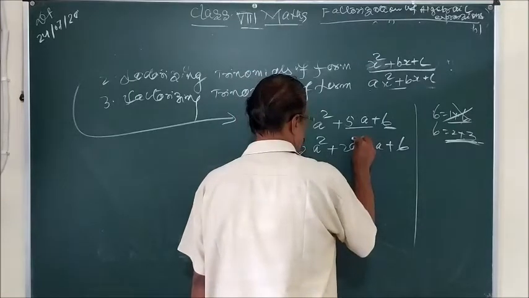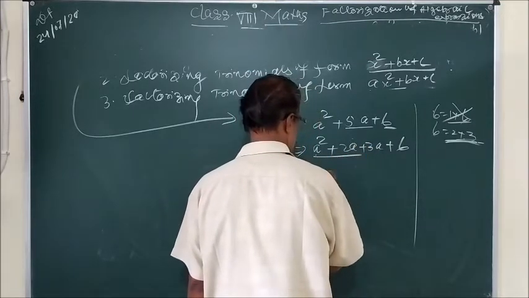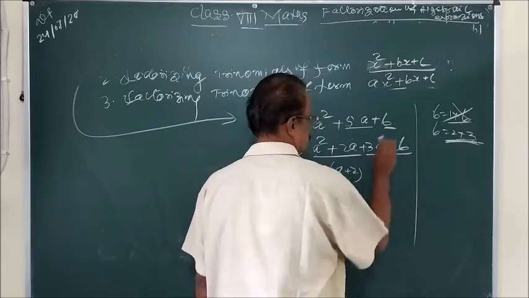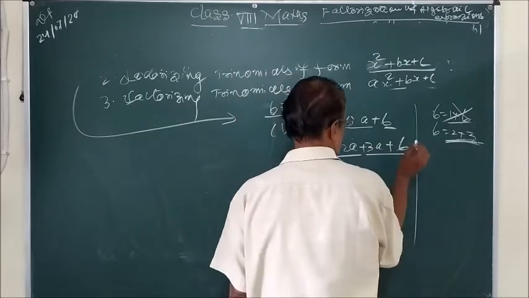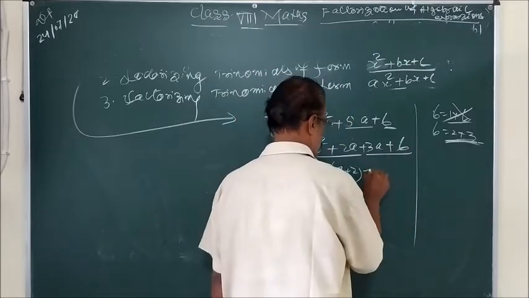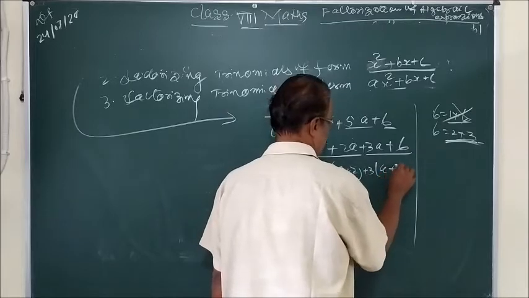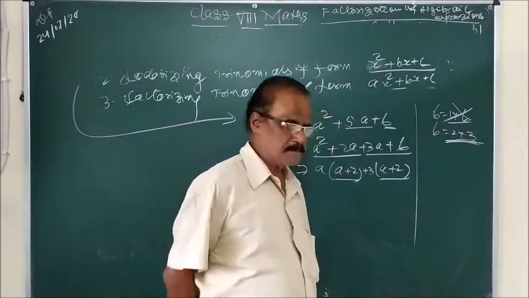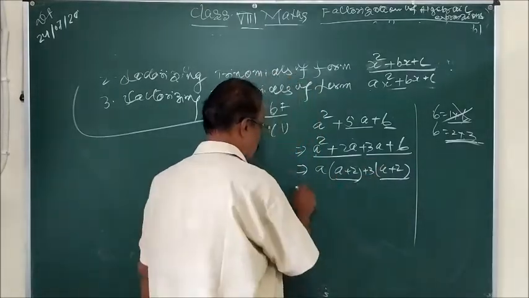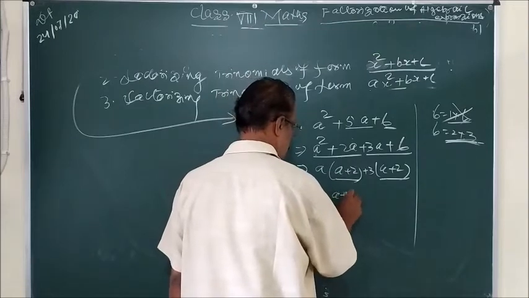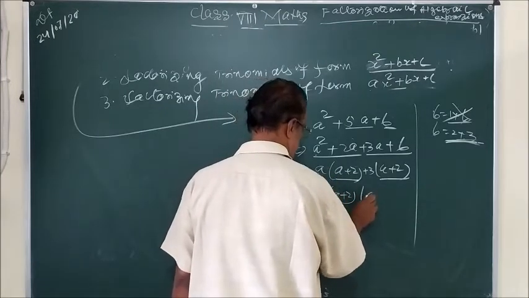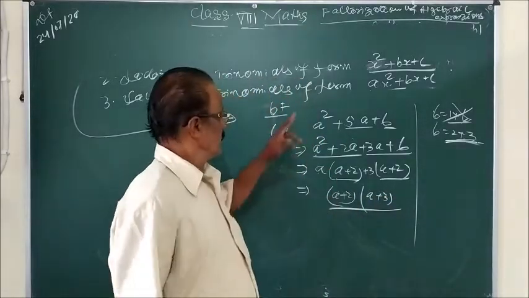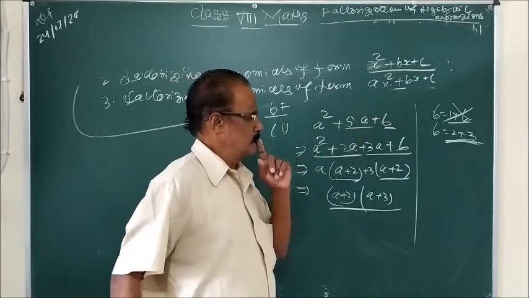Now you make the pairs. What is common in these two? A is common, here a plus 2. And what is common in these two? 3 is common, because 6 means 3 into 2. So 3 is common, plus 3, and here will be a plus 2. One important thing: both these terms should be the same. And then we will find the common again. What is common? A plus 2 is common, and the remaining terms are a, and plus 3. These are the factors of a square plus 5a plus 6.